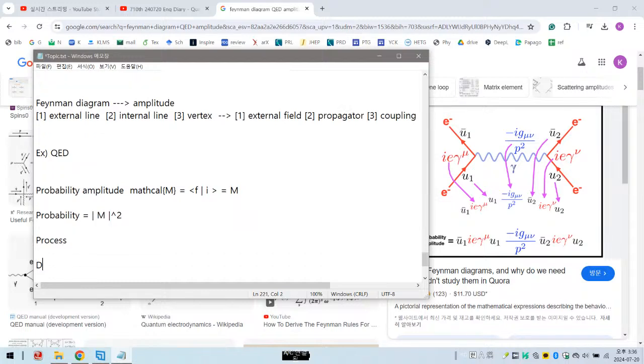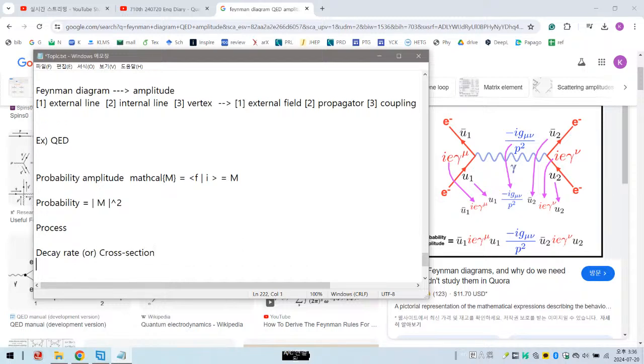of the decay rates or cross sections. The decay rate corresponds to the lifetime. So if the decay rate is very small, then the lifetime is very long. And the cross section corresponds to an effective area. So if the cross section is very large, then the effective interaction area is very large.